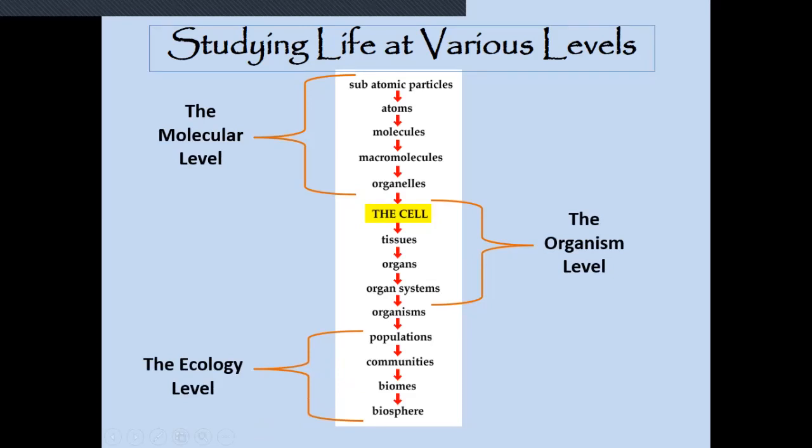Once you get up past the word organism, you're talking about the ecological level. You're talking about more than one organism grouped together. So more than one organism of the same species is a population. A group of populations is a community. When you add in abiotic stuff like air and sun and rain, you end up at biomes. All the biomes on Earth, plus the atmosphere, plus what's going on underneath the ground, makes the biosphere.